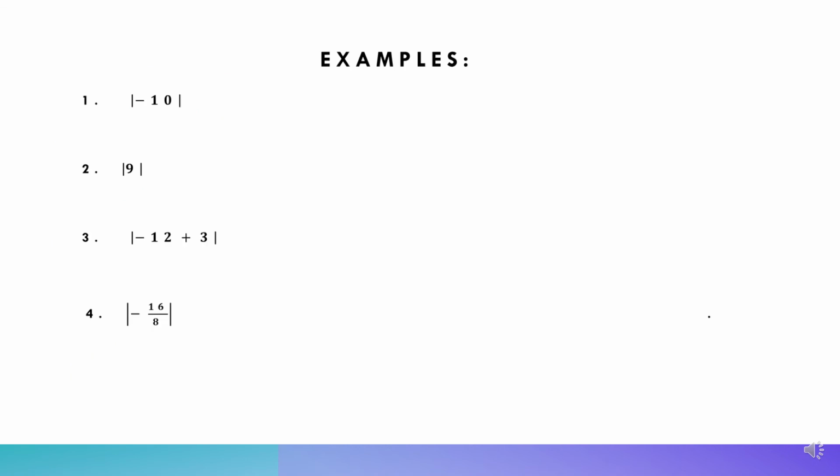We will now take a look at some examples. For number 1, modulus of negative 10 will always be positive, so it will be equal to 10. And for number 2, modulus 9 is still 9. For number 3, solve what is inside first. Pressing the calculator, you get negative 9 inside. Modulus negative 9 will always be positive, which is 9. For number 4, solve first. This is modulus of negative 3, which will always be positive, that is 3.